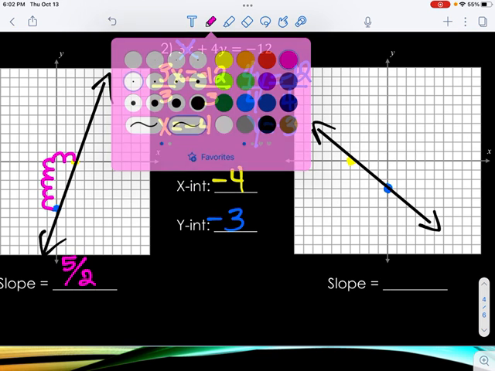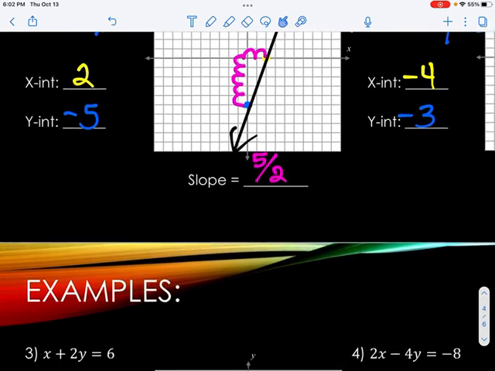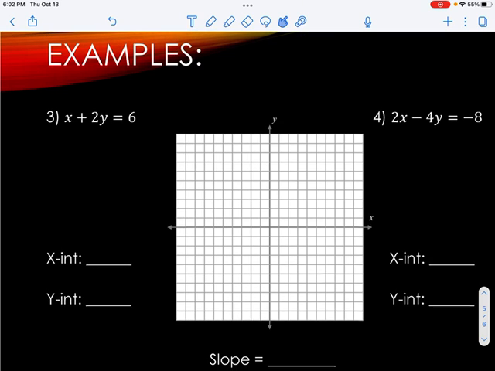Once again, if I asked you to find the slope, remember we like to start at the leftmost point. So I'd go 1, 2, 3. I went down, so that would be a negative. And then I went 1, 2, 3, 4. So that slope would be a negative 3/4. So I just want you to see that you can easily find the slope once you have the intercepts as well. All right, let's try a couple more just to make sure we have it.